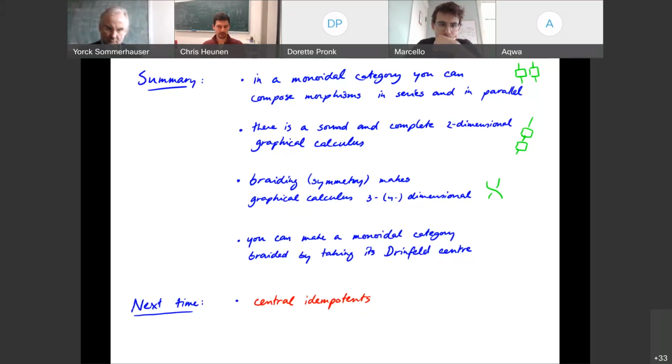All of that is just setting the stage, because next lecture we're going to look at certain special objects in monoidal categories that we'll call central idempotents. And the central in here, of course, you can already tell, has something to do with the Drinfeld center. And these central idempotents are going to turn out to behave a lot like open sets, if you like, of some sort of hidden base space. But that's for next time.